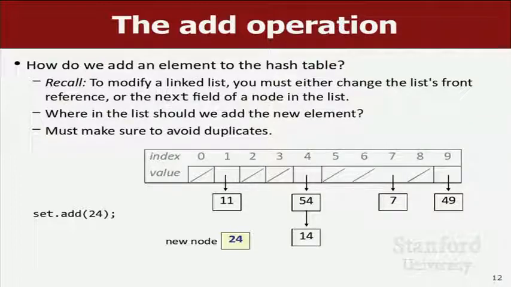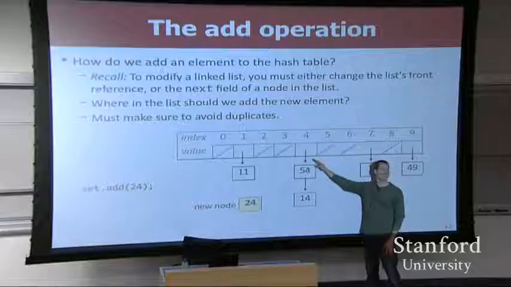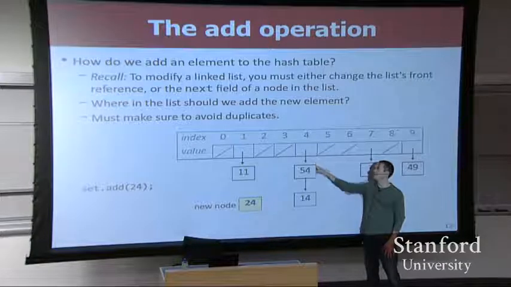Like, I've got 54 and I've got 14, and I'm going to add 24. Where do you put it? I mean, you put it in bucket 4, but where among the others should I put it? I could put it here, or here, or here, right? You want it first, I think. You want it here before the 54.